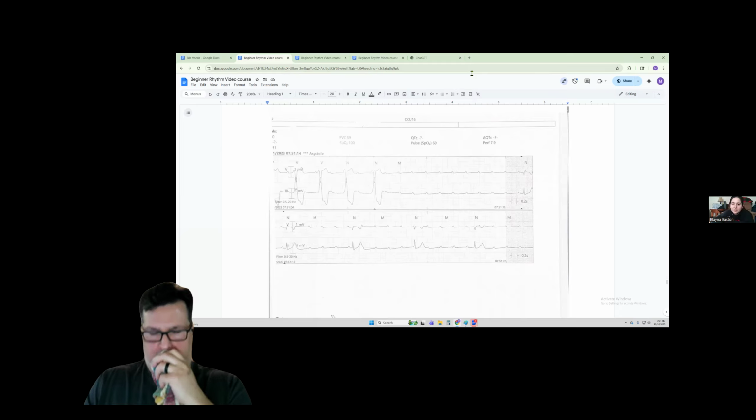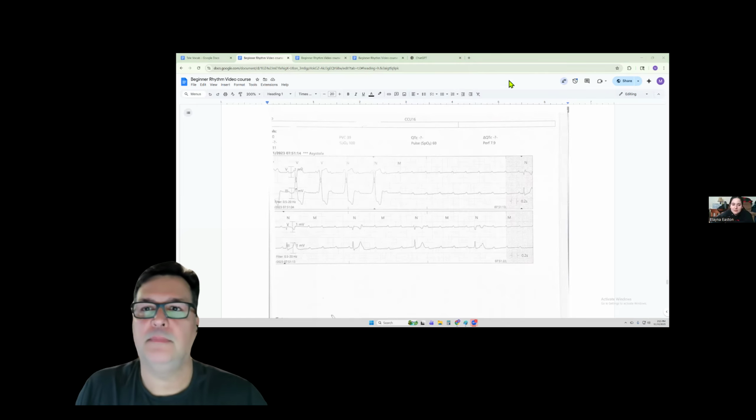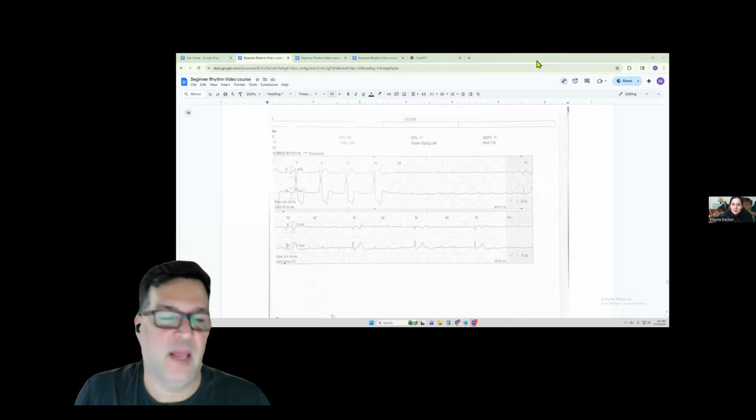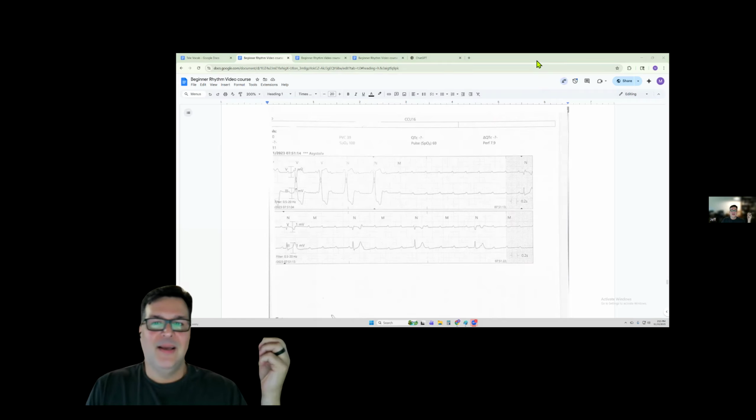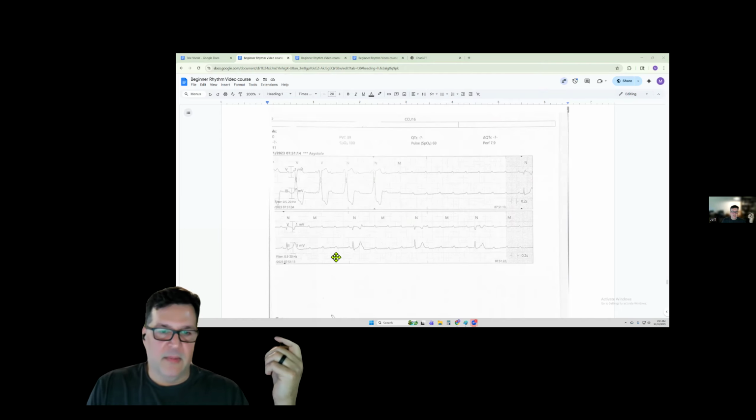Yep, complete heart block. Okay, so this one, again, is a complete heart block, which is a little bit more obvious on the bottom strip, where you can see all these P waves marching out. It looks like this one might be lining up, but it's just coincidental because you don't have that consistently there. So this P to P is marching out, this R to R is marching out, but there's no communication.